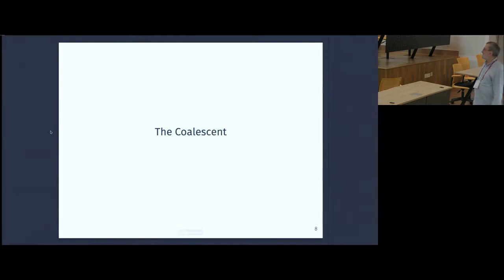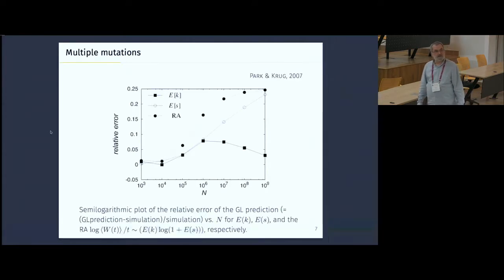So let's go to the coalescent. What is the coalescent? No, it doesn't. This is the error. Yeah, I don't know. This is still positive anyway. Yeah, probably. I don't remember. Anyway, this can be a fluke. It can be an error.